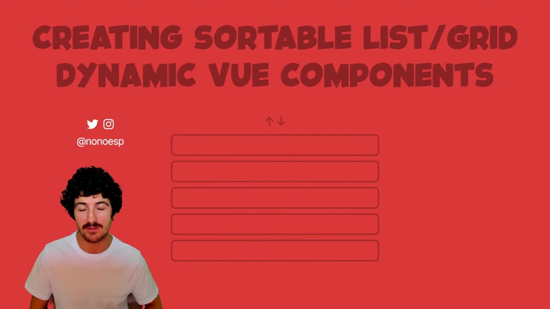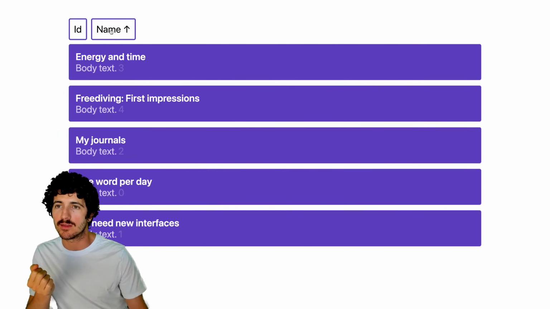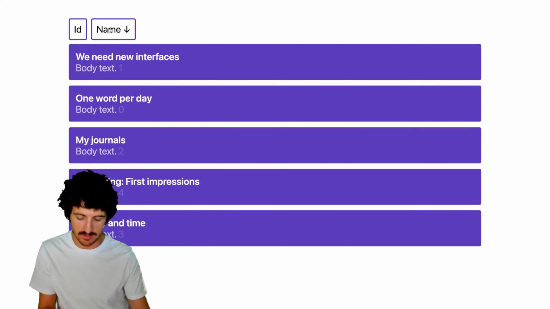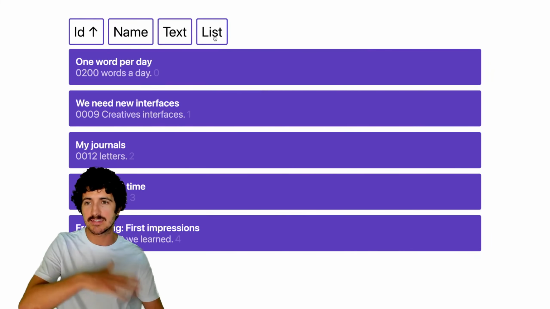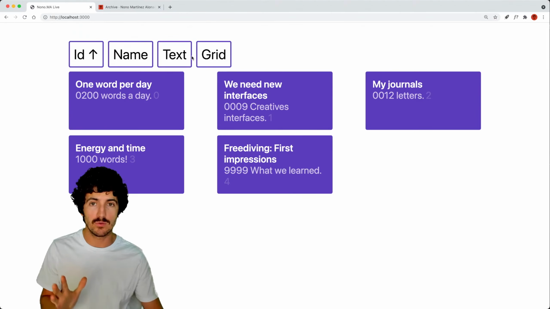This is a quick hands-on tutorial on how to create sortable list and grid dynamic view components. We have a component here that is going to sort our content depending on these properties that we have here. It can also be toggled between list and grid views. This is all made with Vue, CSS and HTML5.